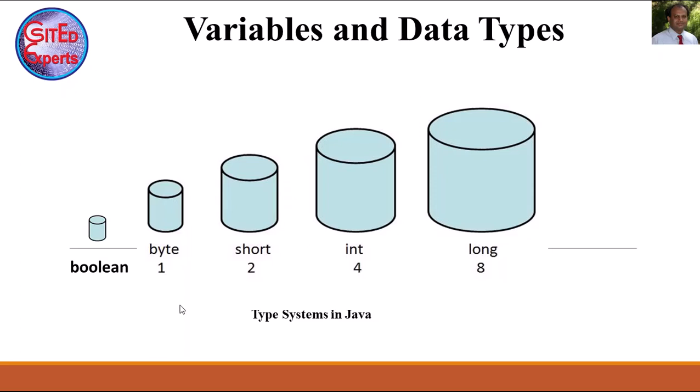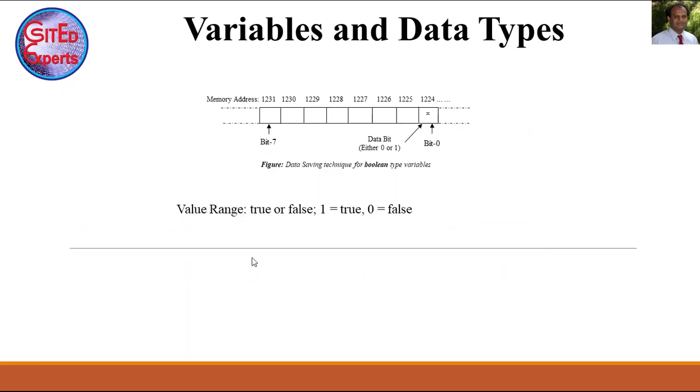Let us see how this memory space is assigned to types and how this works with variables. This is for Boolean types. In Boolean type, as we know, it has only one data bit.